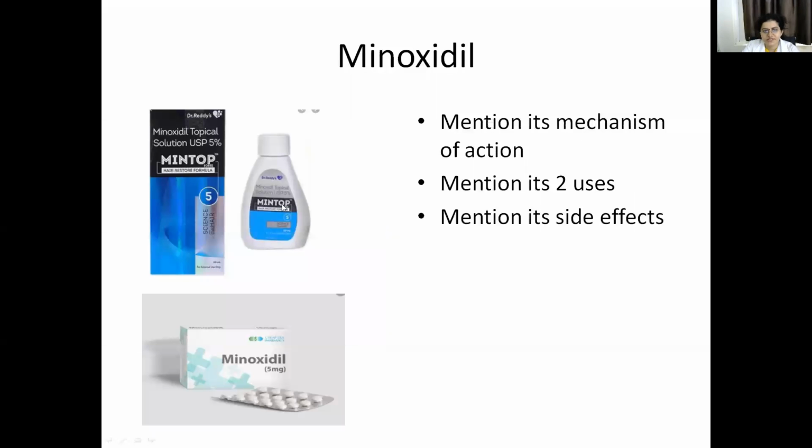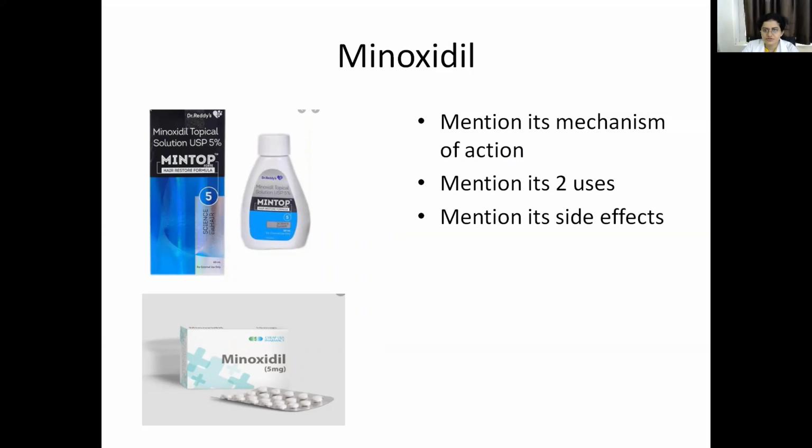Then minoxidil. What is minoxidil? It is an arterial vasodilator. Mention its mechanism. It acts on the potassium channels present in the vascular smooth muscles, and it opens the potassium channel and causes hyperpolarization and vasodilatation. So it is a potassium channel opener.